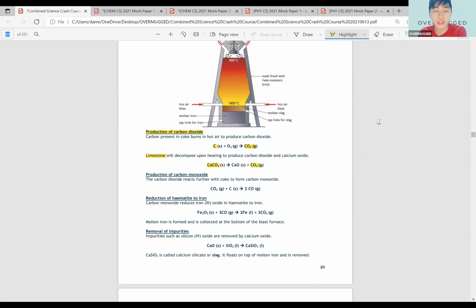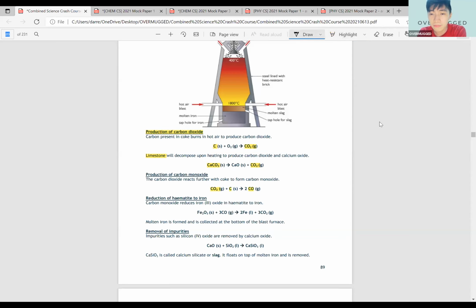Now, why do we need to produce so much carbon dioxide? Isn't there carbon dioxide in the air already? Air carbon dioxide composition is very low, which means not enough. So I need to spam and create a lot of carbon dioxide. But what for? It's because this carbon dioxide would then further react with my carbon to form carbon monoxide.